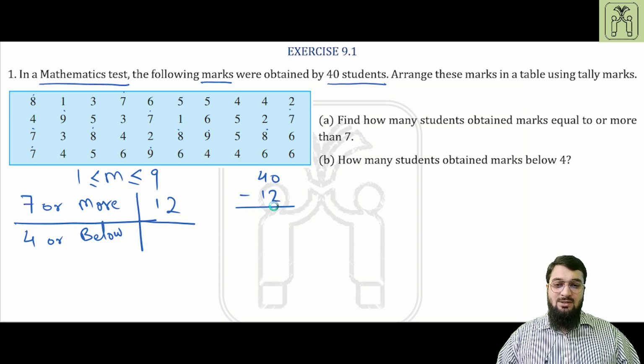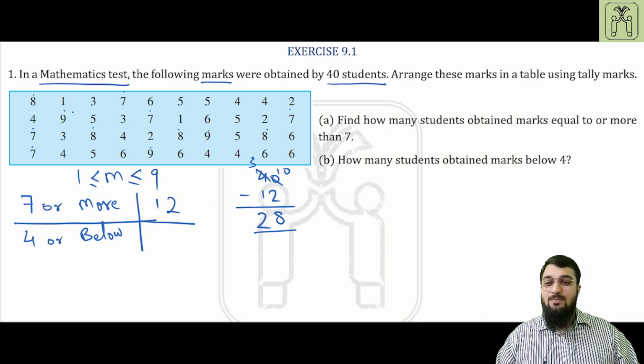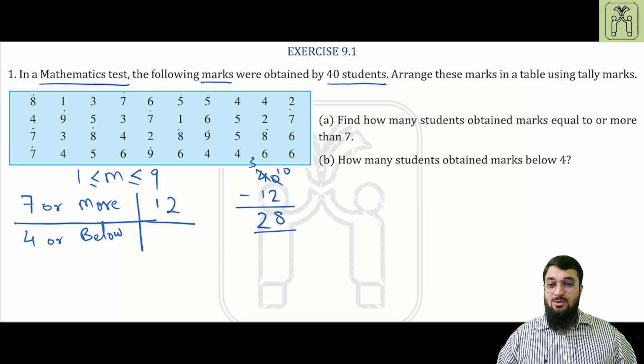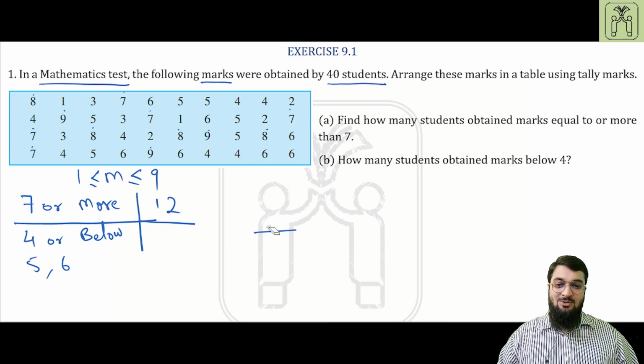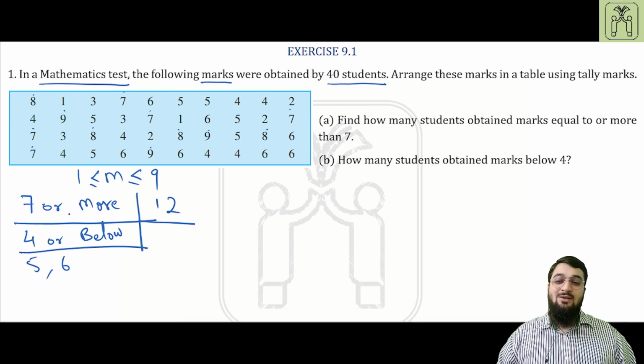What will be the answer? 10 minus 12 will give you 8, and 4 will become 3. So 3 minus 1 will give you 2. So this is the answer by subtraction, and let us see what is the answer we get after counting. So after counting, 4 or below. Okay, no, this will not be possible, because we are not accounting the marks that are related to 5 and 6. So this will not be the answer. I am sorry for my mistake. So 5 and 6 have not been accounted. Therefore, 4 or below will have to be counted.